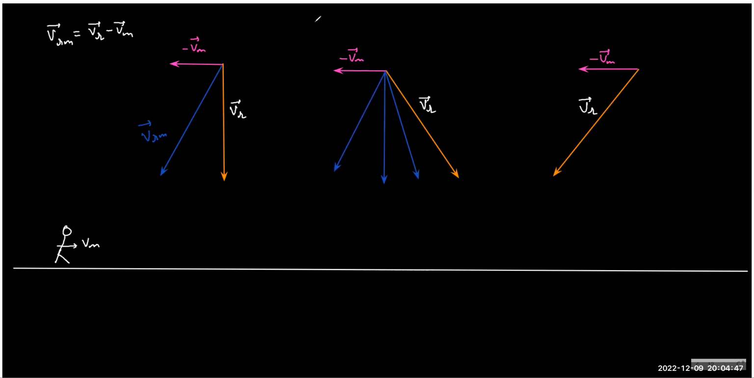In the last scenario, look at this carefully. The resultant of these two is only possible between these two lines. So it is somewhere only here. So can we get the vertical direction of VRM in the third case? Is it possible? Tell me, guys. No, sir.